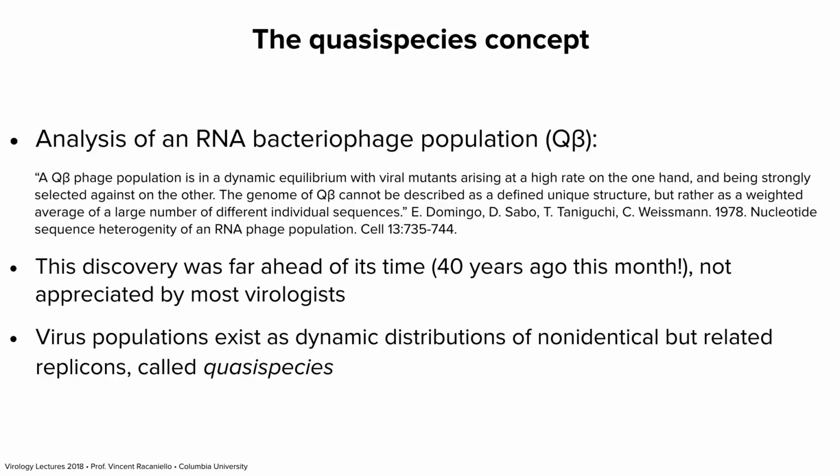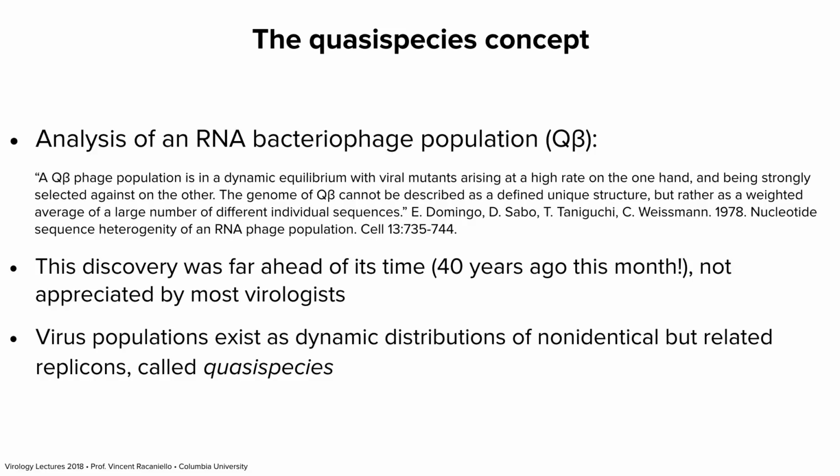Next, we have to talk about a quasi-species, which was something discovered 50 years ago this month. Actually, it was published in Cell, and this was a paper where they studied the RNA of a bacteriophage called Q beta. We did not have sequencing at this time. That was 1978. It was just being developed, but they hadn't applied it. They used other ways of looking at the variation. And I remember when this paper was published, I had no idea what it meant. It was called Nucleotide Sequence Heterogeneity of an RNA Phage Population.